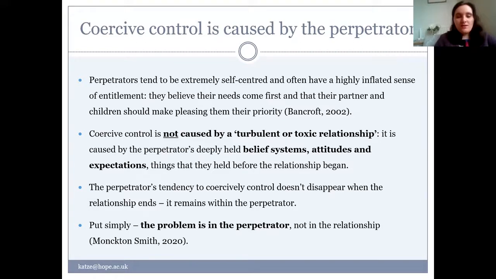And these attitudes and belief systems and expectations are things that the perpetrator would have held before this relationship began. And the perpetrator's tendency to coercively control won't disappear when that relationship ends either. It remains within the perpetrator. So put simply, the problem is in the perpetrator. It's not in the relationship.